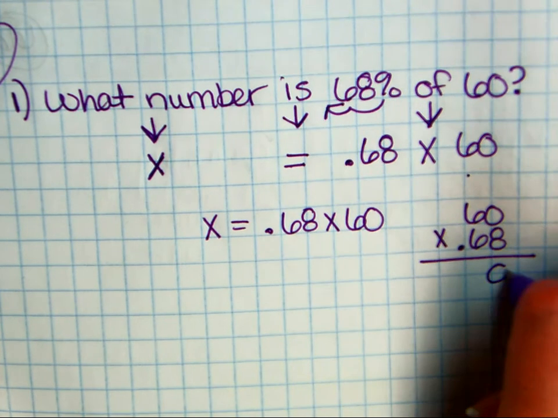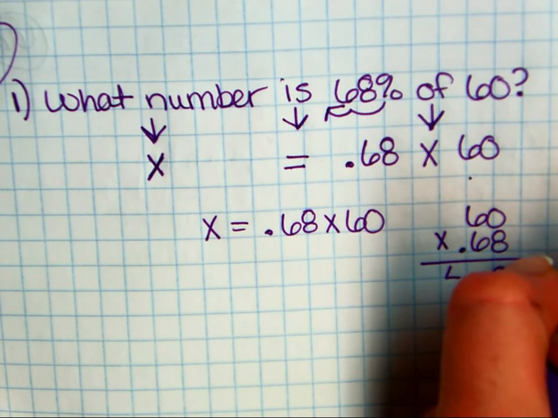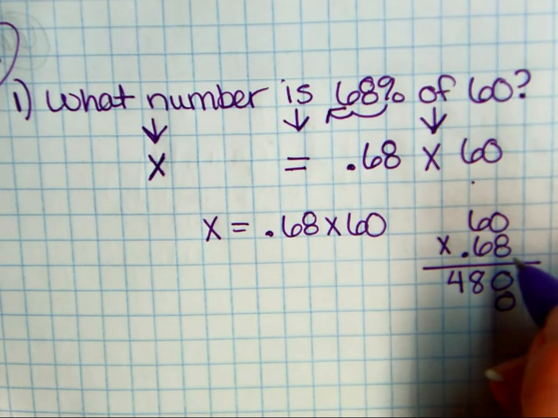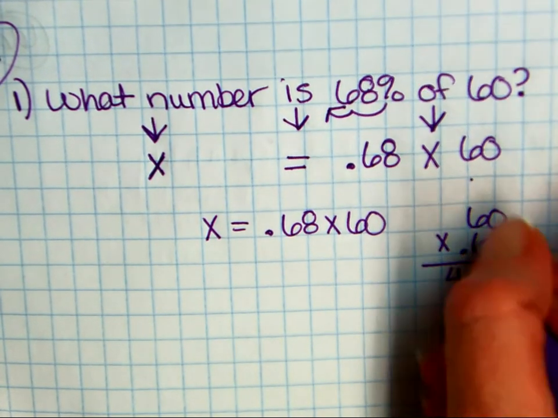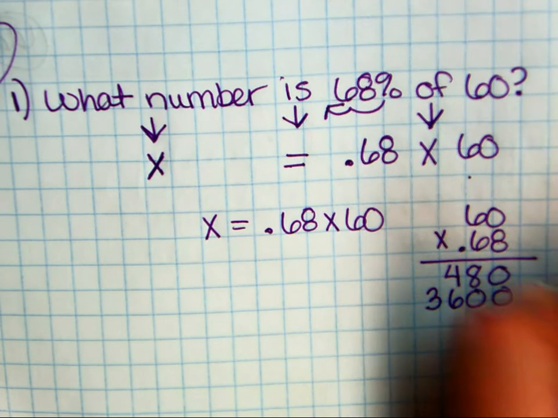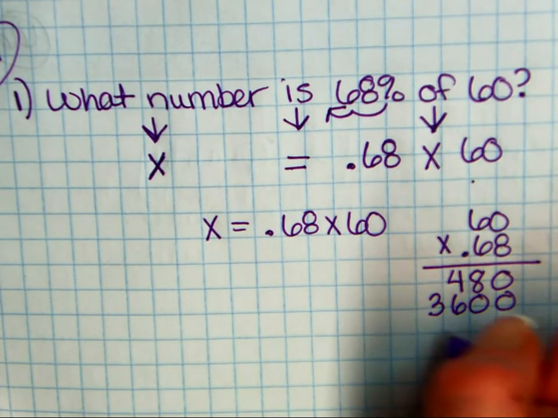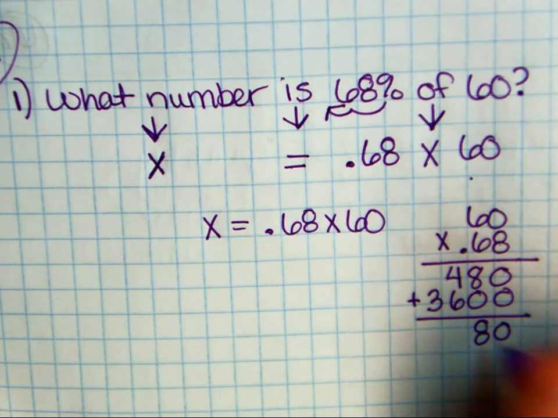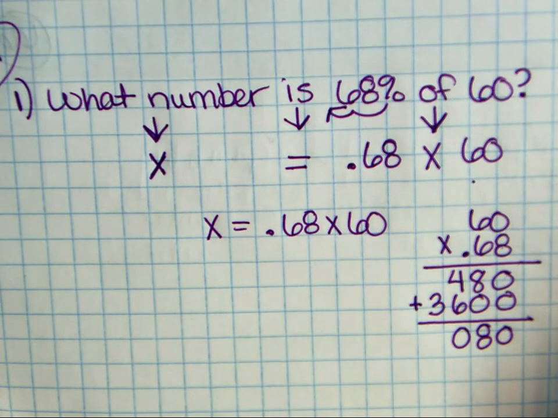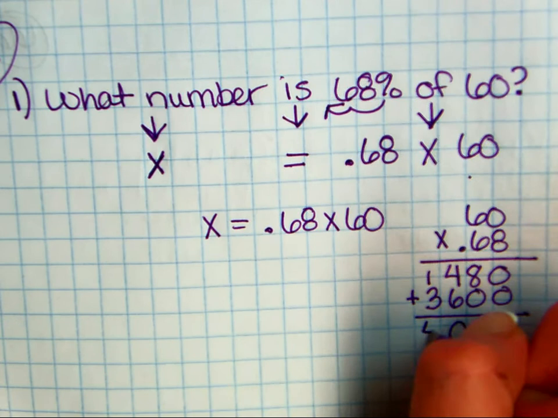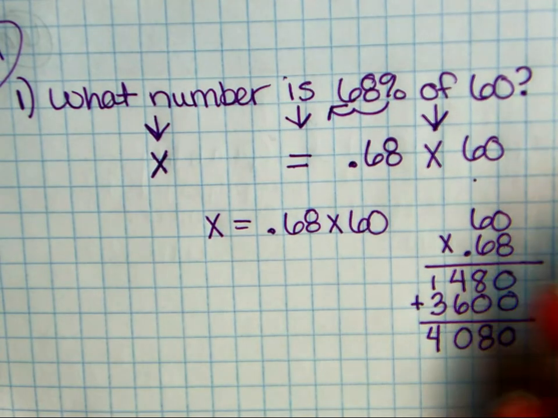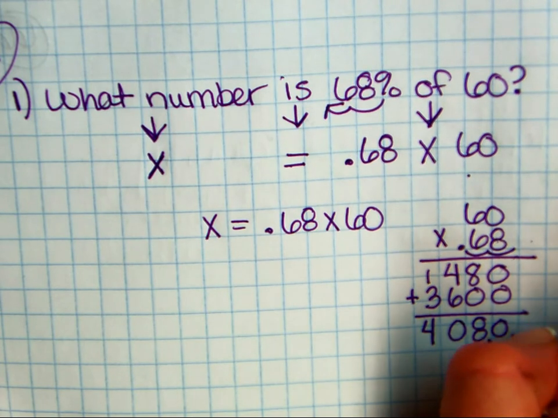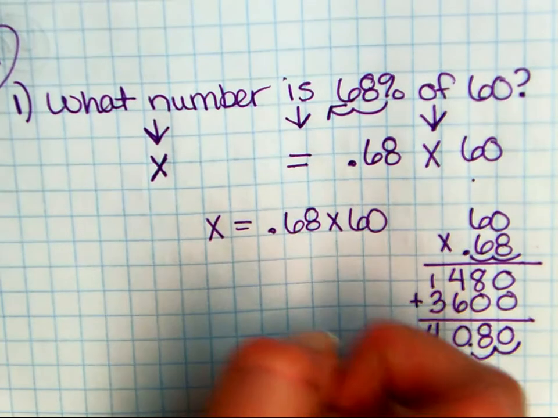8 times 0 is 0. 8 times 6 is 48. Placeholder. 0 times 6 is 0. 6 times 6 is 36. I'm going to add 0, 8, 0, carry the 1, 4. Now I'm going to count. I have 1 decimal place and 2. There's 2. Count it back in. 1, 2.